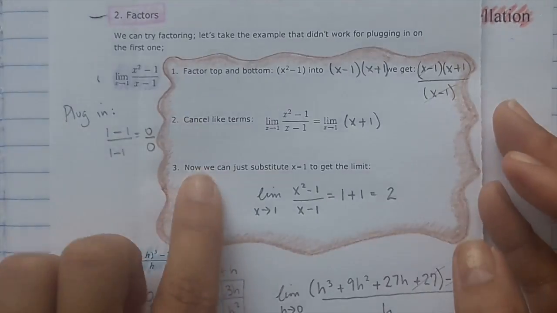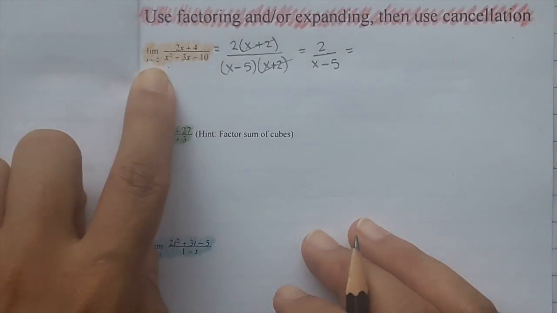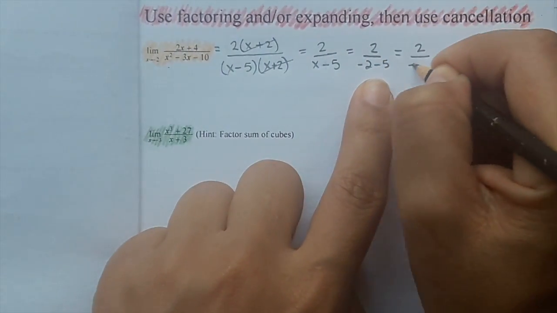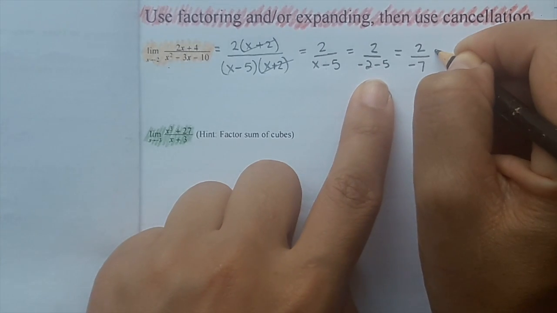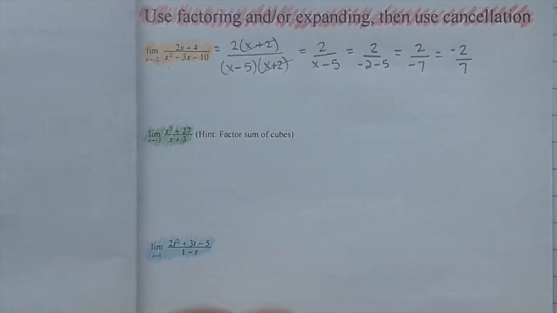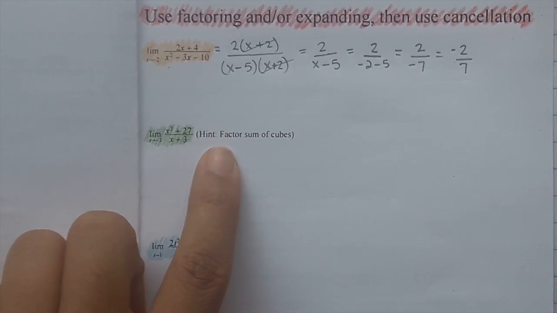So as x approaches negative 2, everywhere you see an x, put in a negative 2. Simplified, it's going to be 2 over negative 7. And obviously we always put the negative on top or on the side. So negative 2 over 7. So the limit as x approaches negative 2 is going to be that.